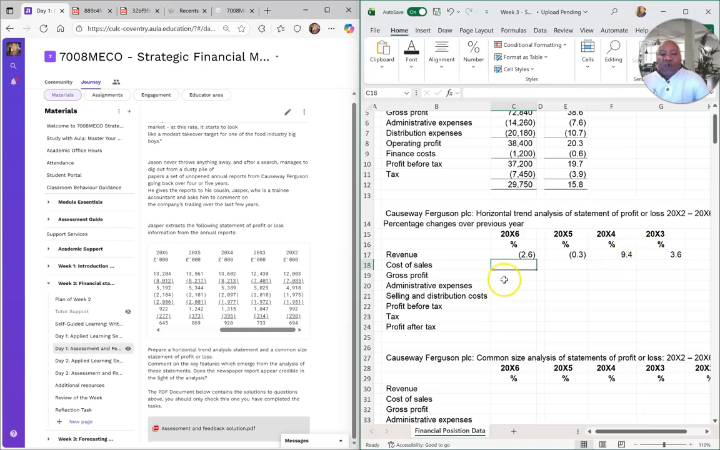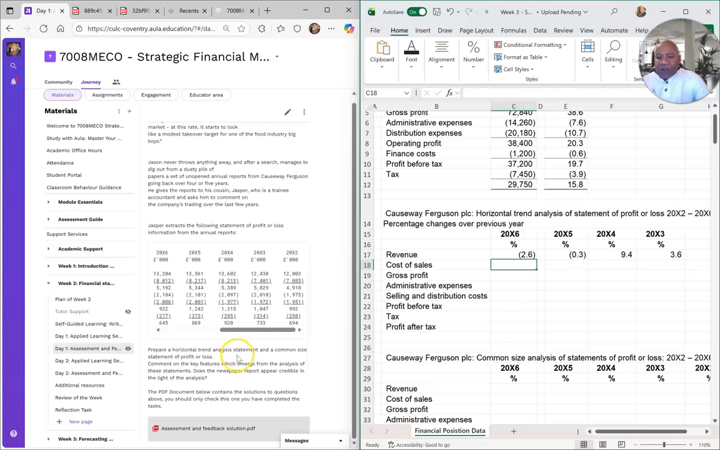Remember, there are two ways of doing the calculation. One way is to take the difference between these two, this minus that, divided by this figure, times 100. Alternatively, you can divide this by that, then deduct 1 from your answer. You then multiply that answer by 100. Both methods will give you exactly the same answer.